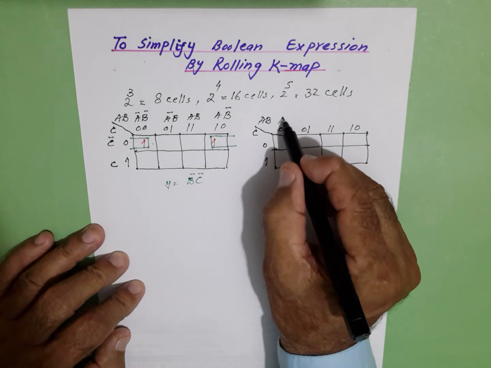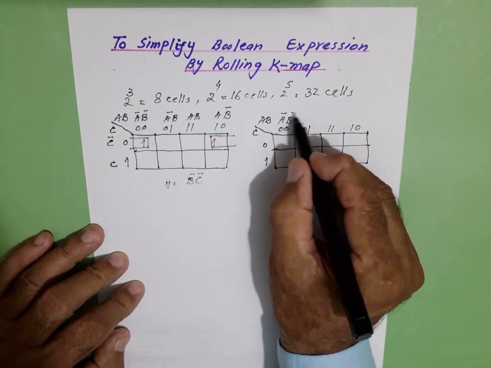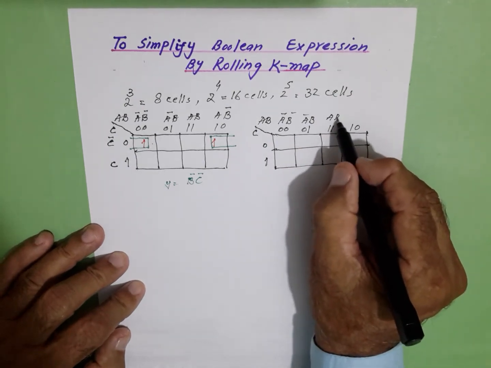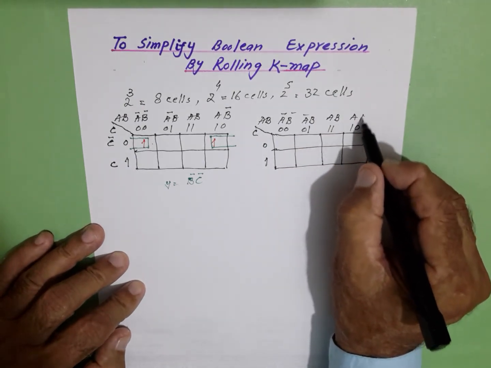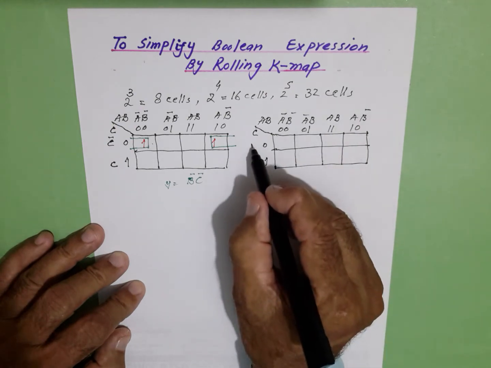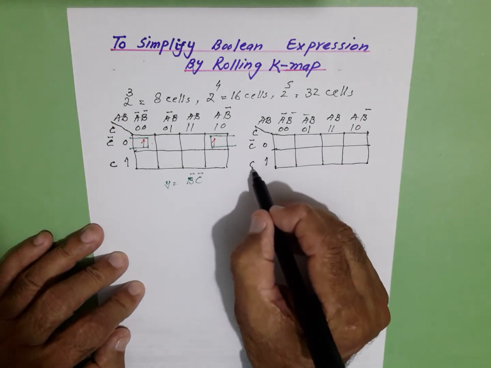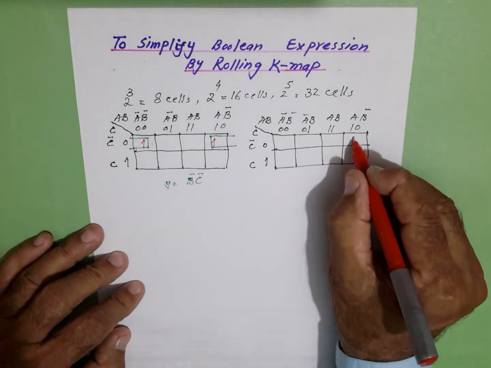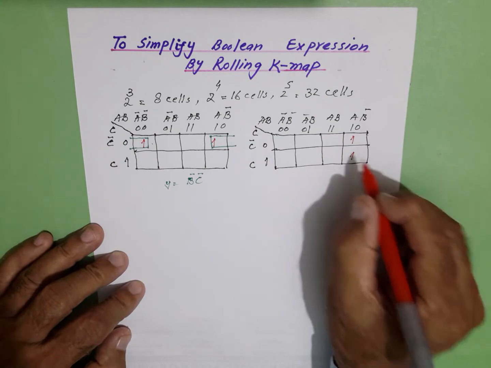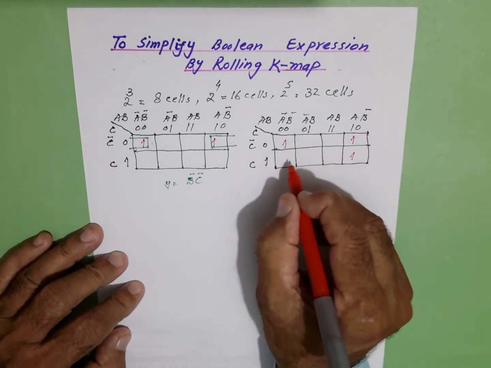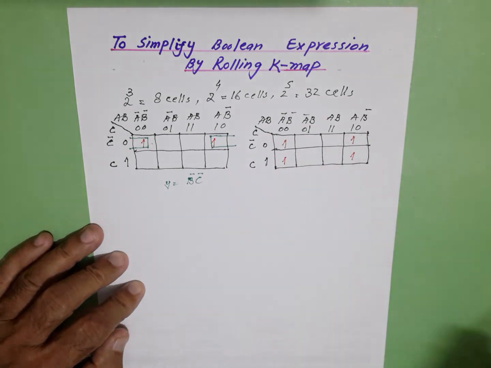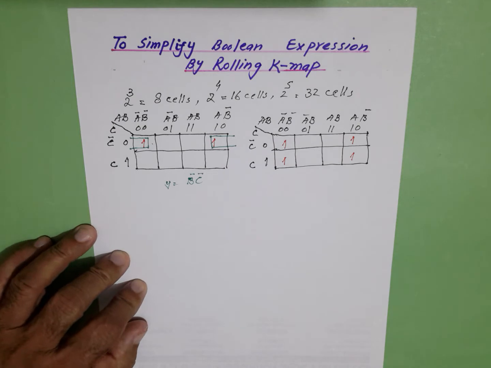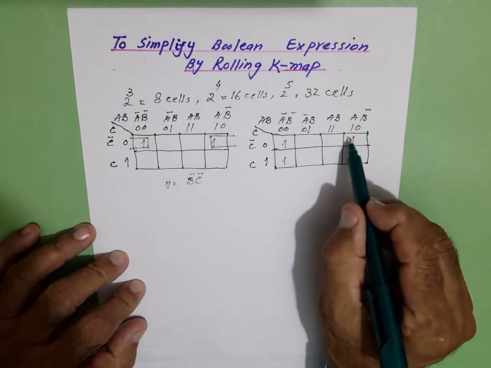Let us write the function A bar B bar, A bar B, A B, A B bar. It is C bar here and C. Now we have 4 minterms, 1 and 1, 1 and 1. We are going to roll left to right horizontally. This can be grouped with this.